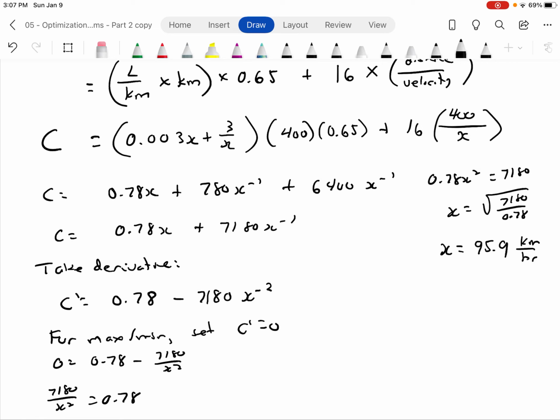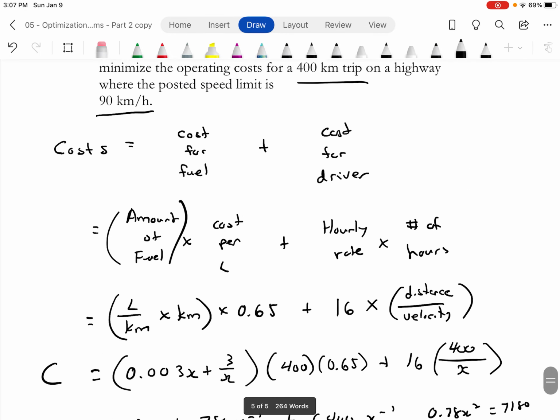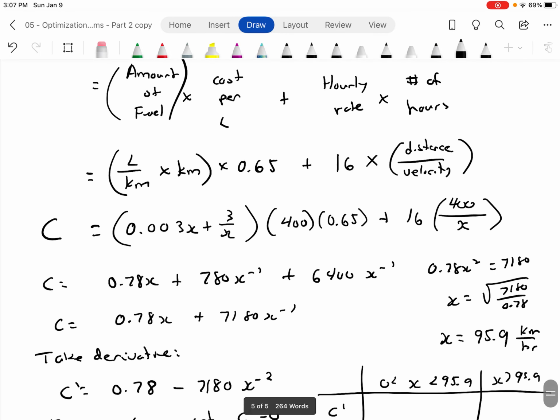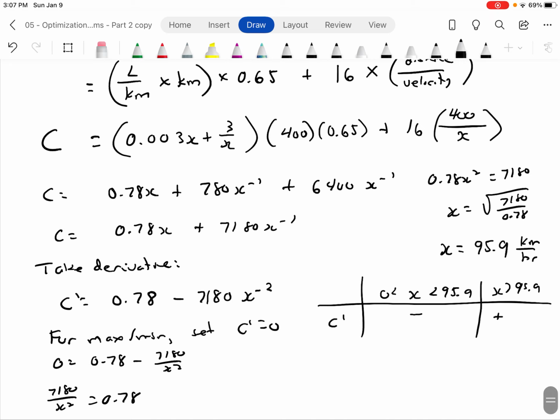Now, we should check if that's a minimum. If you go 0 less than x less than 95.9, and x greater than 95.9, and pump that all into C prime, if you select a number between 0 and 95.9, what you'll find is it's negative, then positive, so this is a minimum. So that will check out. Minimum. There we go.